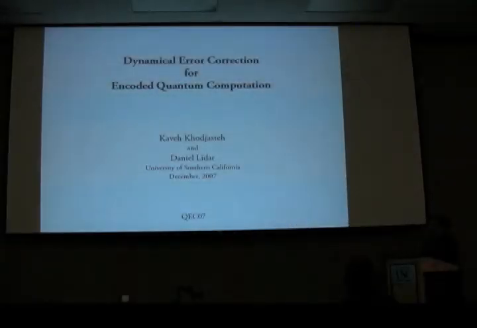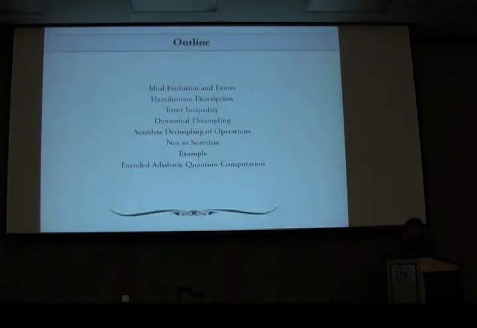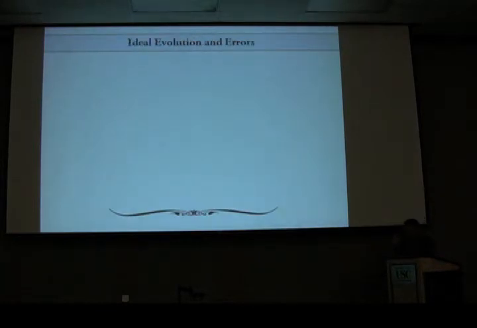I'll be talking about dynamic error correction for encoded quantum computation. There are lots of overlaps with what you've heard already, especially with what Leonid was just talking about. So I'll just start a little bit from the basics. This is the outline, let's just skip it.